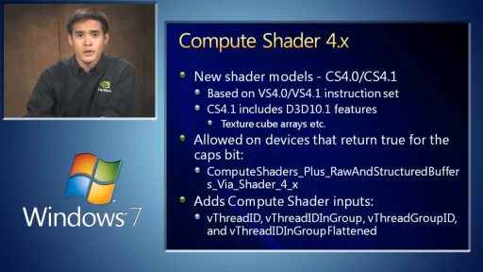Compute Shader 4.x is a shader model, and it's based on the Vertex Shader 4.0, 4.1 instruction sets. But Compute Shader 4.1 includes Direct3D 10.1 features, such as texture cube arrays. You can run Compute Shader 4.x on devices that return true for the caps bit, compute shaders, plus raw and structured buffers via Shader 4.x. They also add compute shader inputs: thread ID in group, thread group ID, and thread ID in group flattened.